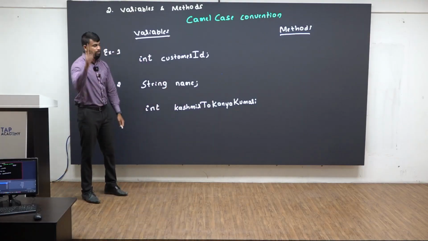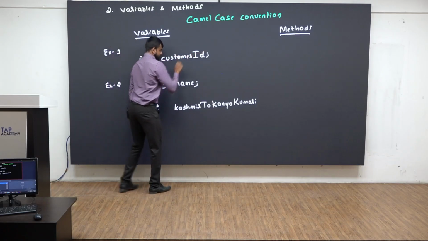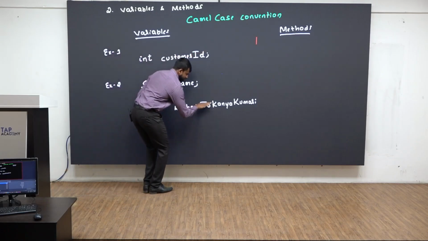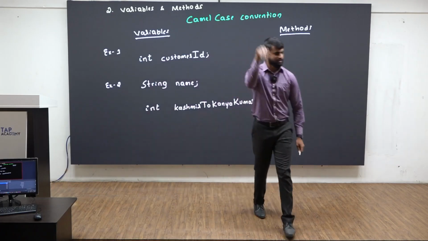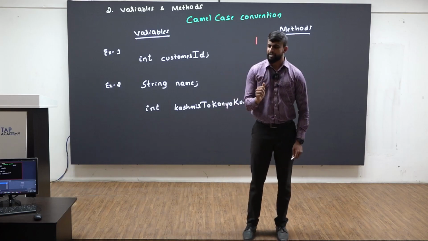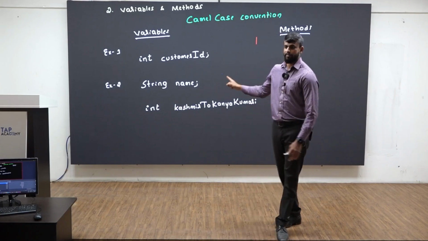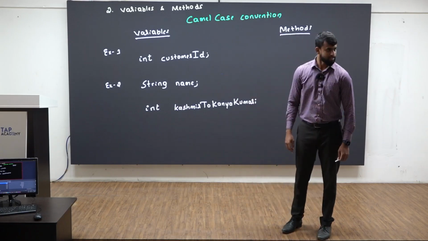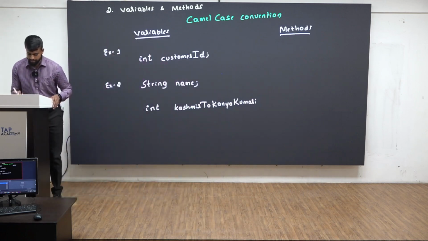Why that name? If you look here, it was having something. What is it having? Humps. Which animal is having hump? Camel, and that is why the name camel case convention. Understanding this much? Beautiful. So this is the story of variables.